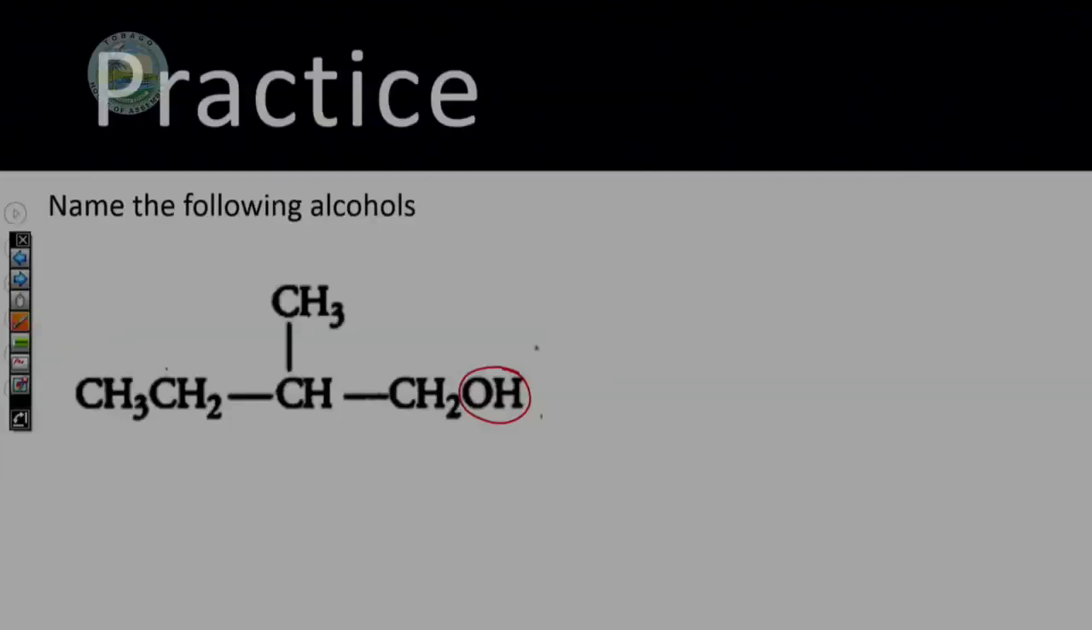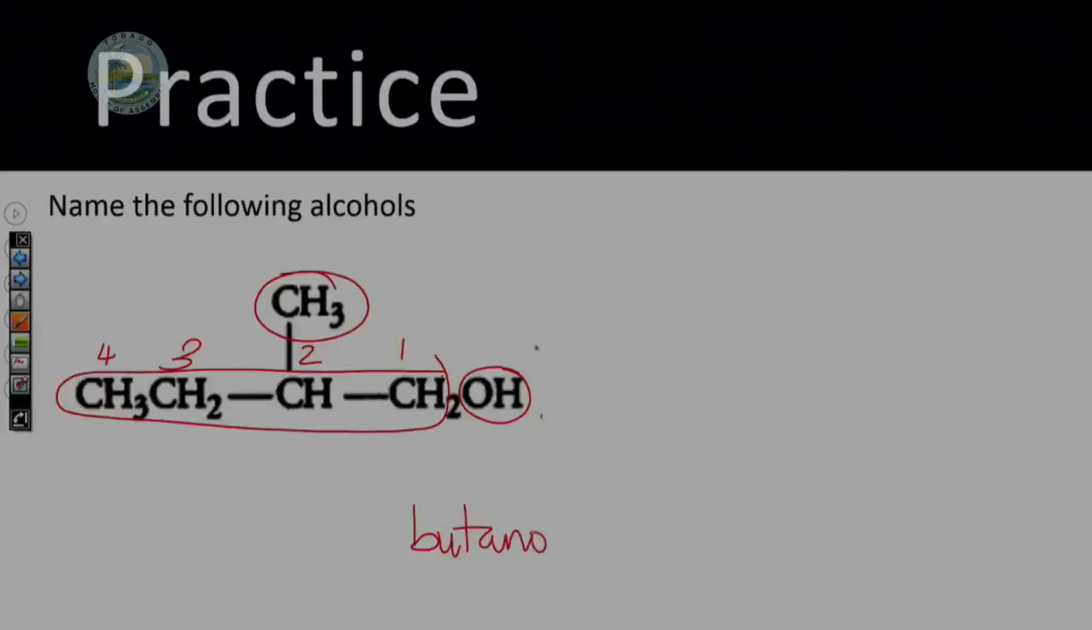So we have our longest chain being here. So this is carbon number 1, carbon 2, 3, and 4. All right, so this here is going to be a branch. So we're going to call this 1. Let's name the longest chain. 1, 2, 3, 4. So since the longest chain has 4, we're going to call it butanol.